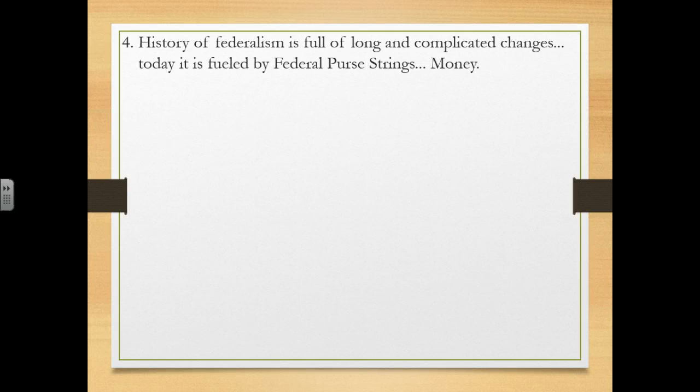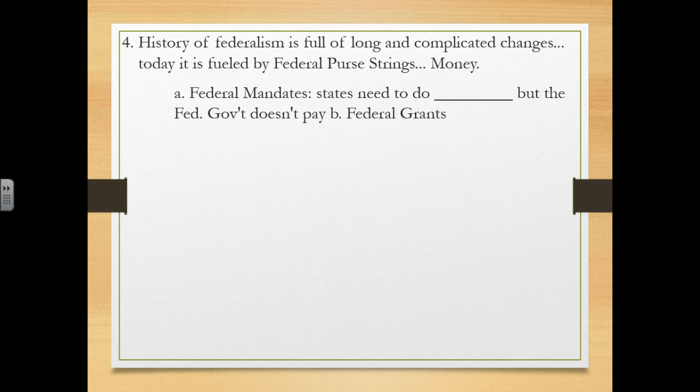So, the history of federalism is long and complicated. Today, it's fueled by federal purse strings, or money. Federal mandates: states need to do something, but the federal government doesn't pay for it. There are different kinds of federal grants. Categorical grants are money for particular reasons.